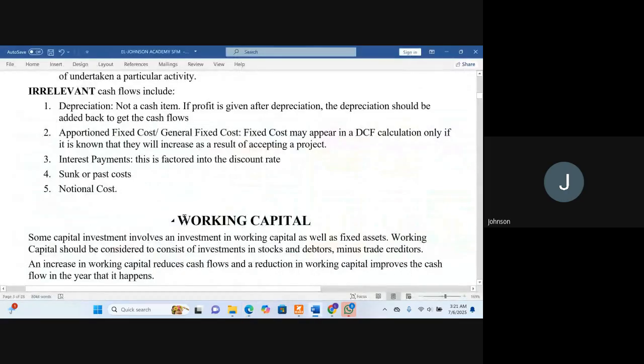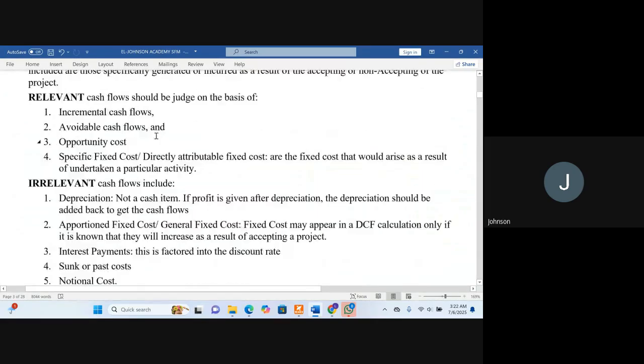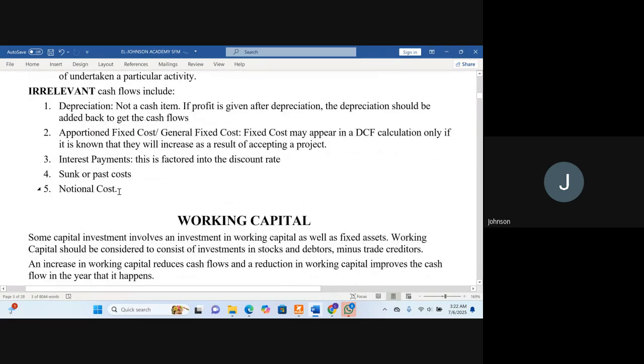So when you talk about notional cost, I say notional cost is like opportunity cost. I've already explained what opportunity cost is to us. Opportunity cost is something that you forgo. Okay, it is an opportunity that you forgo, or what do they call it again? I can't remember. So it's a benefit that you forgo. Okay, a benefit that is forgone. That's opportunity cost. But notional cost is just like opportunity cost.